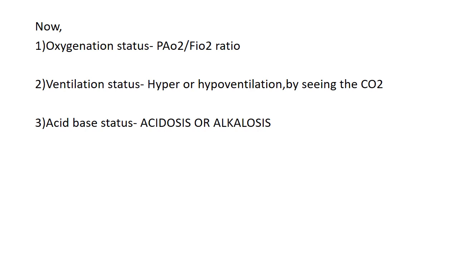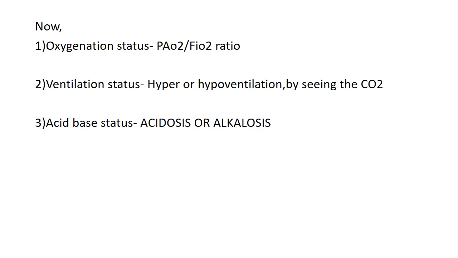When you have to check the oxygenation status, look into the PaO2 and FiO2 ratio. PaO2 you will get in the ABG. Suppose you got a PaO2 of 60, and the FiO2, how much FiO2 are you giving? If it is room air, you are giving 0.21, that is 21% FiO2. So 60 divided by 0.21 will be around 300. So normal value is 400 to 500. So if it is less than 400, the blood sample is hypoxemic. Correct?